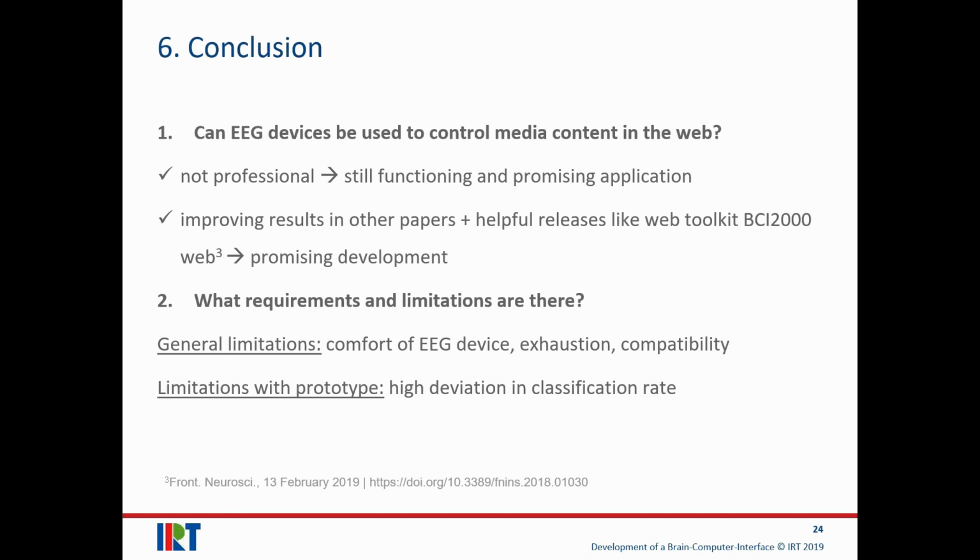Now, to come to the conclusion, we had 2 main questions we wanted to answer with this project. The first one was if easy-to-use EEG devices can already be used to control media content in the web. We implemented the prototype and used the low-cost EEG device, and even though neither of that was professional, the application worked and the results were quite promising. We did a lot of research, and other papers showed also very good results regarding the classification rate of a more professional setup, and there are currently also some very helpful releases of software and toolboxes.